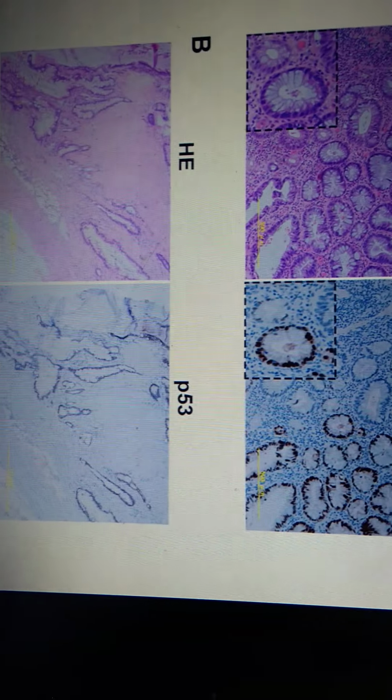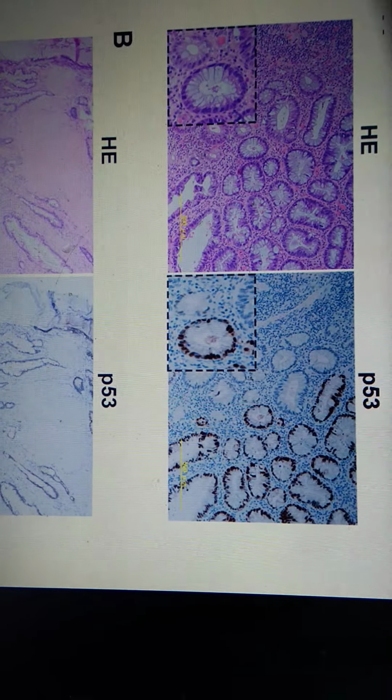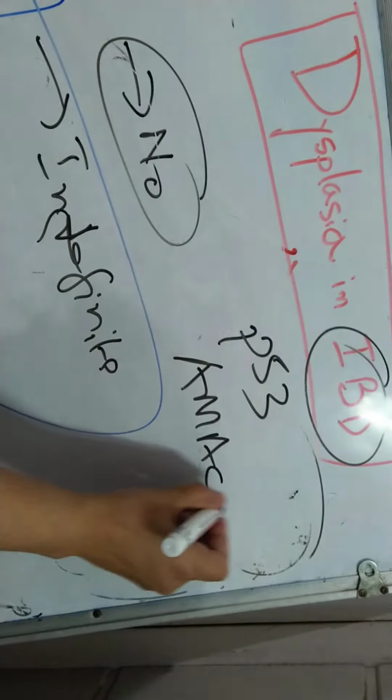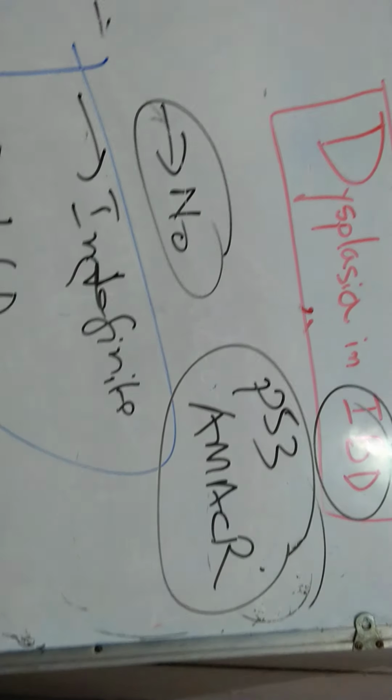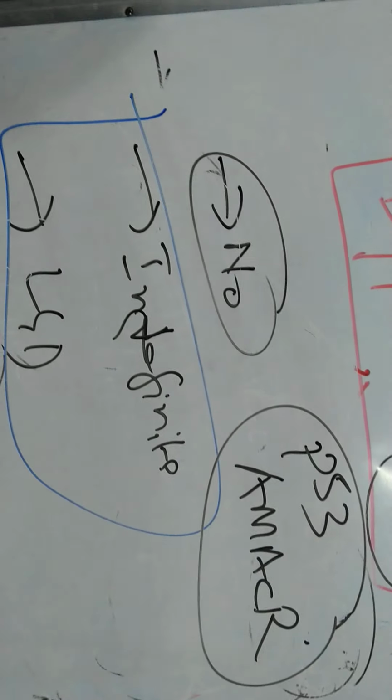There have been studies where they have used P53. There are studies where they have even used AMACR. So P53 and AMACR have been used to just increase the sensitivity of knowing how a low-grade dysplasia might behave on follow-up.